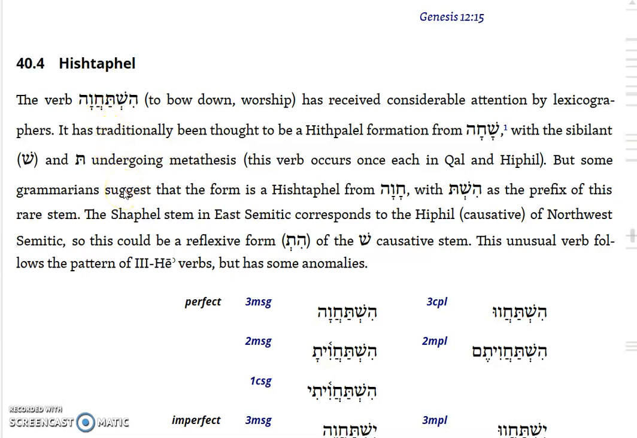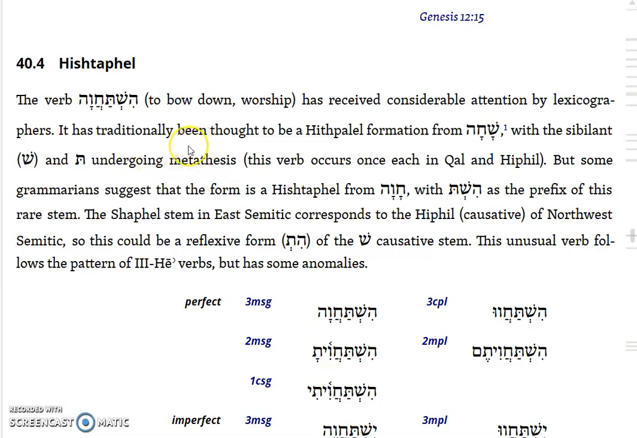a hithpalel type form. However, in some of the other Semitic languages, there is a form known as a shafel, and that seems to be where the shin is coming from. That is, the shin comes not from the root, but rather is a preformative, similar in meaning to the hiphil. It'd be a causative type stem. In fact, in Aramaic, you had a shafel that eventually became pronounced hafel, similar to the hiphil in Hebrew.